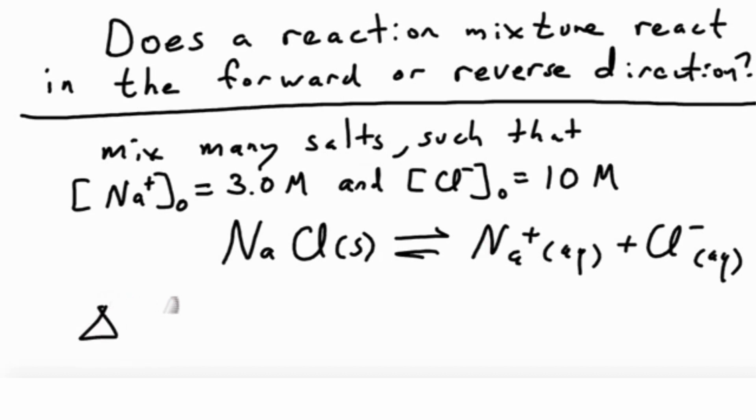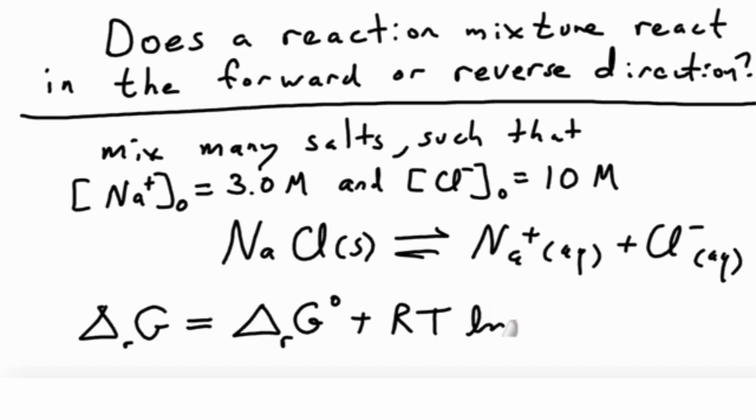We know if delta G is negative, then the reaction is going to proceed spontaneously in the forward direction. So we can write our expression for delta G, and then see if there's a way we could do this. Well, to do this problem, we would need Q, and we can get Q from the concentrations of our reactants and products here. We would need delta G standard, and then we can calculate this. So let's see if we have delta G standard.